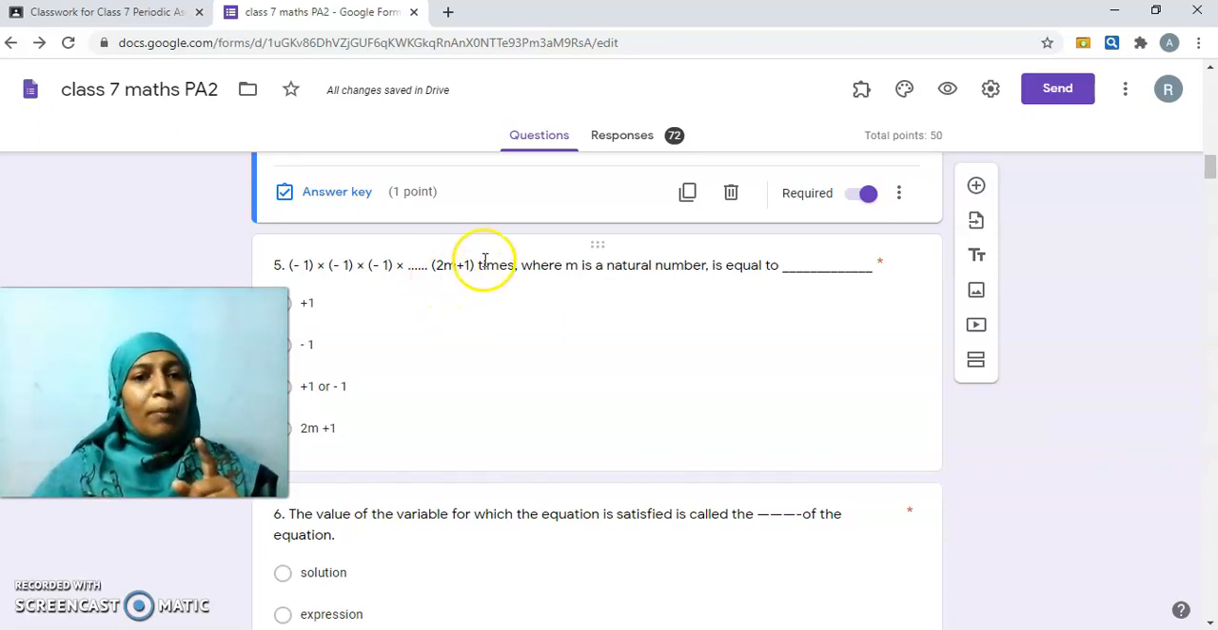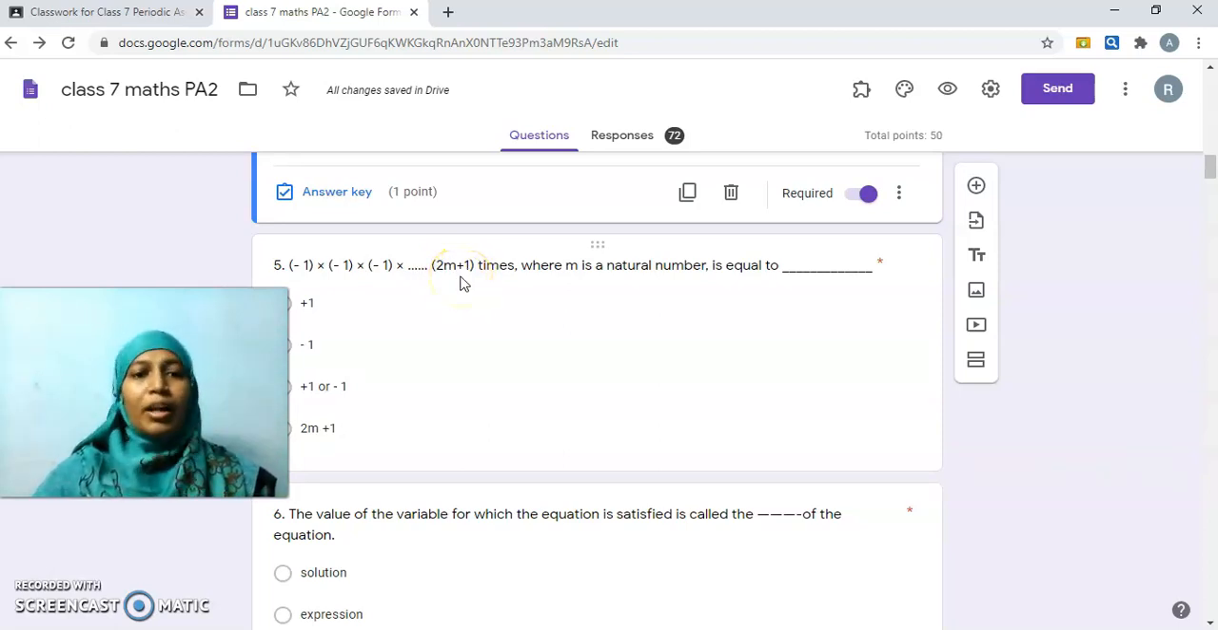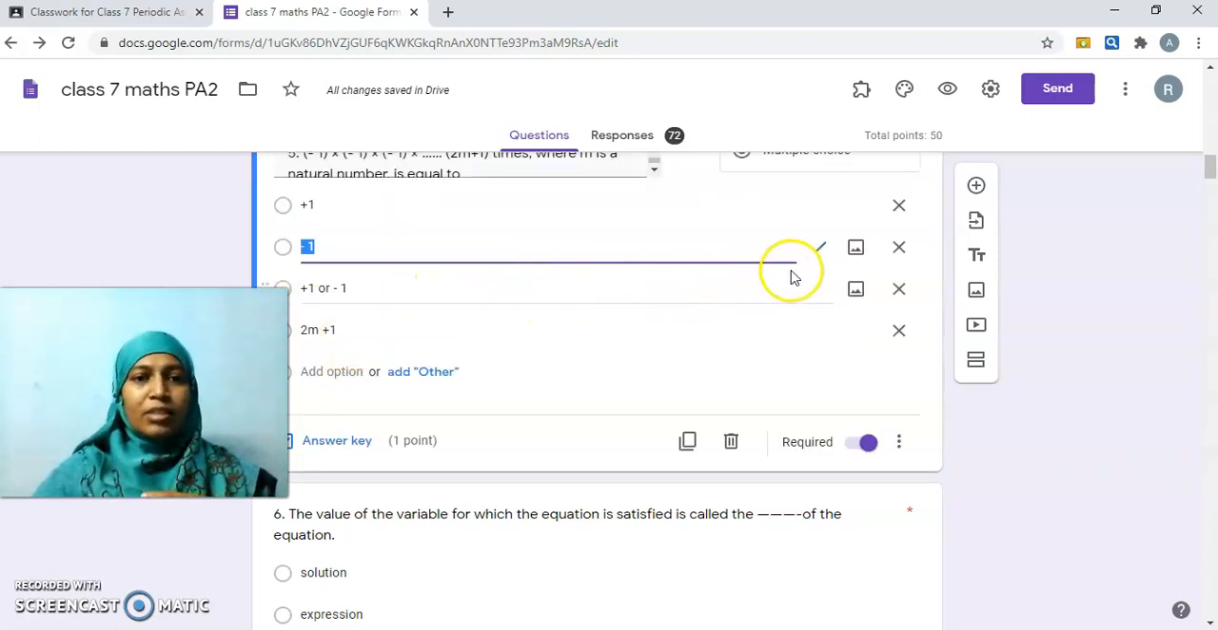Now, 2m plus 1, is it odd or even? If I multiply any number by 2, I will surely get an even number. See, 2 1 is 2, 2 2s are 4, 2 3s are 6. Everything is an even number. With that even number, if I add 1, what will happen to that number? It will be an odd number. So, multiplying minus 1 an odd number of times will give you minus 1 as your answer. Minus 1 is the right answer.